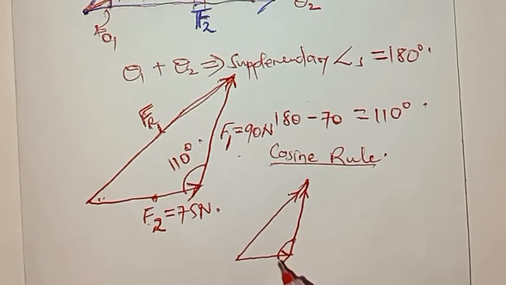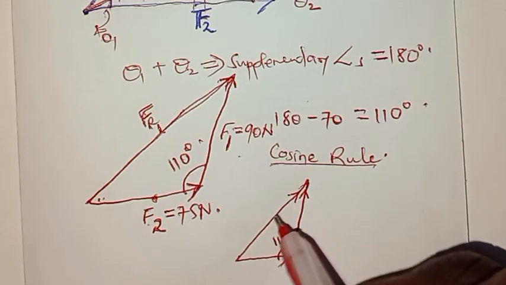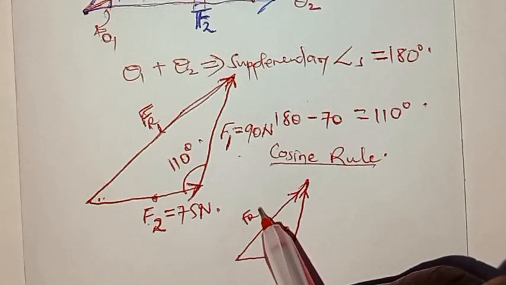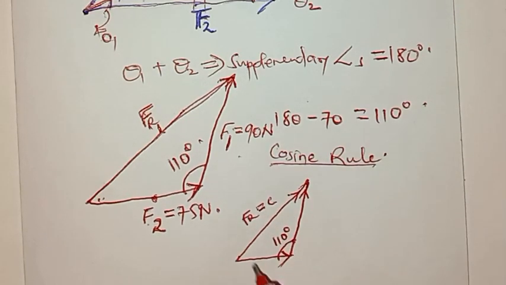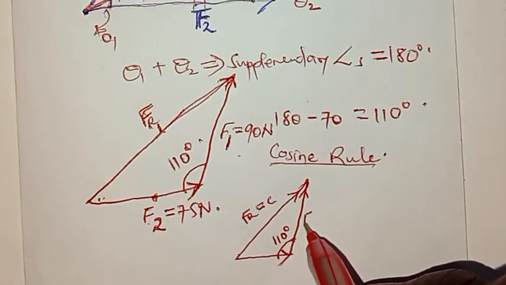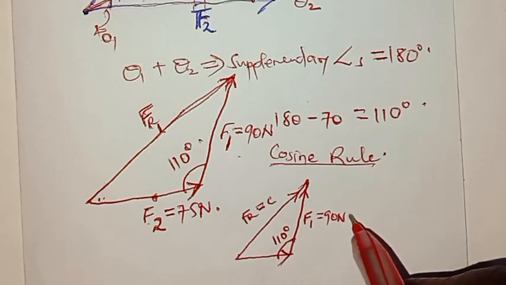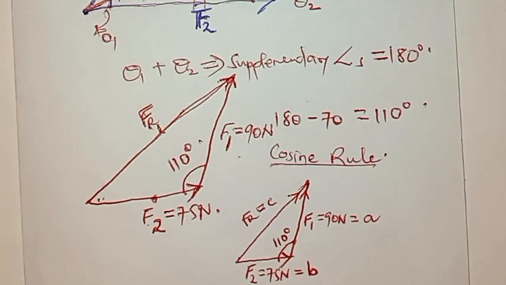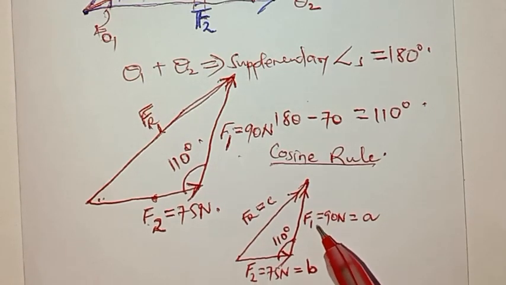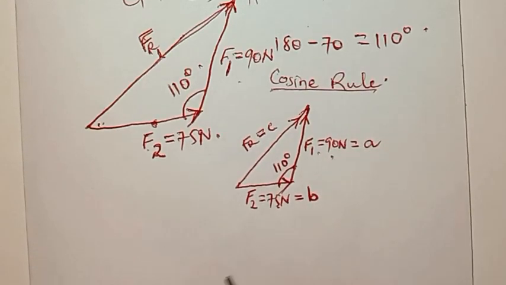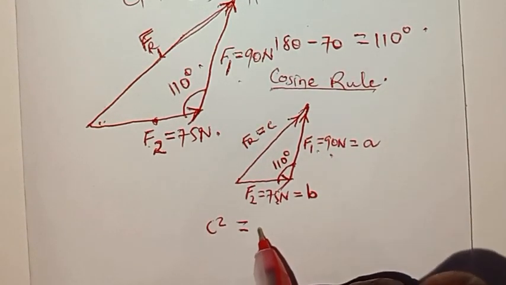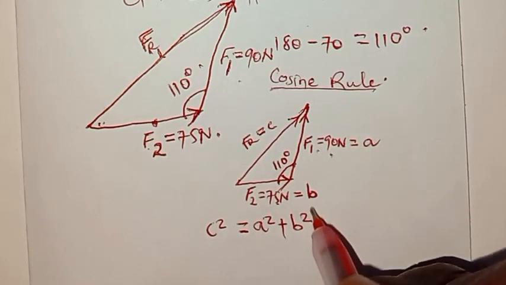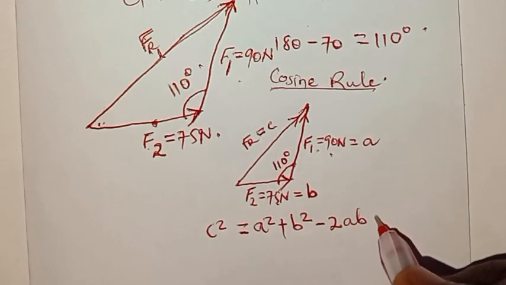So this is 110 degrees. This is Fr. Let's call this side Fr equal to C. Let's say this side, F1, which is equal to 90 newtons, is equal to A. And this opposite side, F2, which is equal to 75 newtons, equals B. Having the cosine rule and given one of the angles and the values of two adjacent sides, we say C squared is equal to A squared plus B squared minus 2AB cos C.